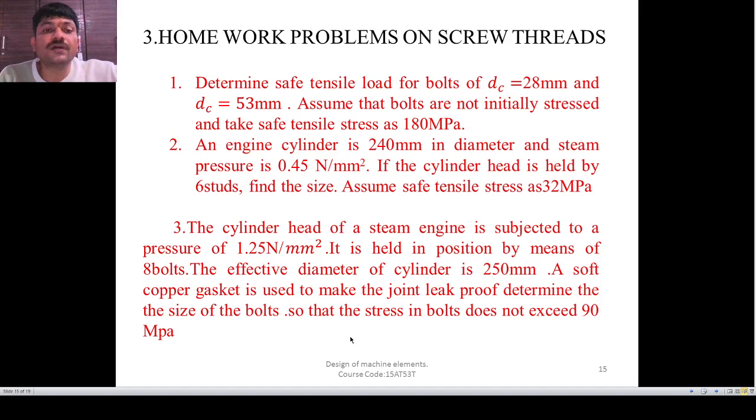So these are some of the homework problems assigned for the students. In the next session you have to come up with the solution for this. I have already given the hints, so you have to come up with the standard dimensions or solutions for these problems. Now let us move on to some multiple choice questions based on this session.